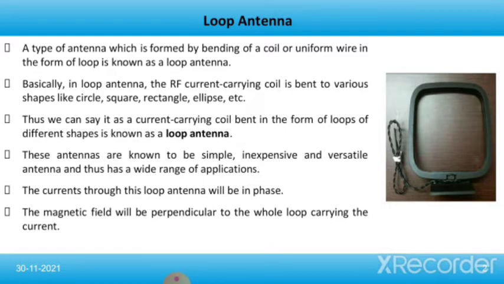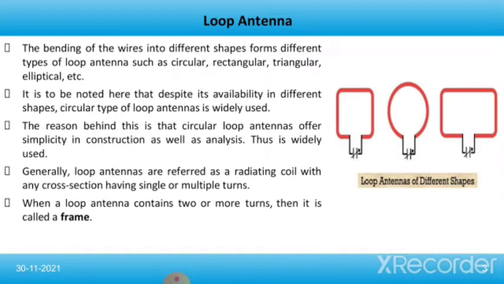The currents through this loop antenna will be in phase. The magnetic field will be perpendicular to the whole loop carrying the current. The bending of the wires into different shapes forms different types of loop antenna such as circular, rectangular, triangular, elliptical, etc. It is to be noted here that despite its availability in different shapes, the circular type of loop antenna is widely used. The reason behind that is that circular loop antennas offer simplicity in construction as well as analysis.